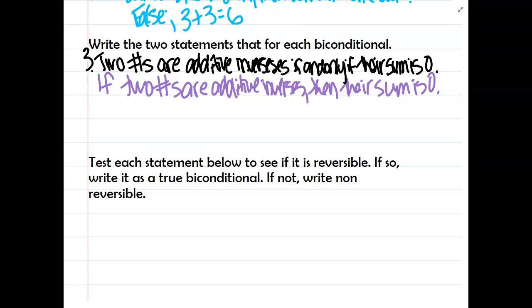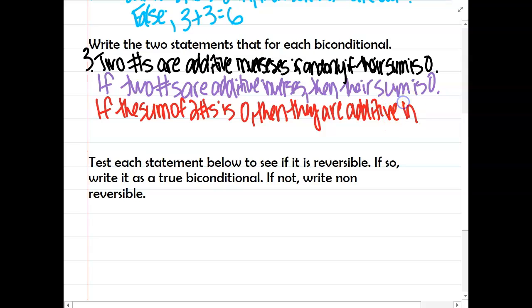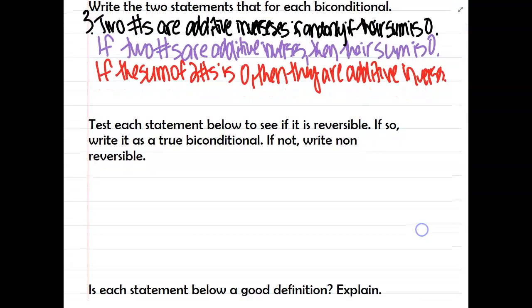Now, once you come up with that one, to come up with the second one, you just kind of do the converse of that. What would be the converse of what we just wrote? You're mumbling, but I think I got the right idea. If the sum of two numbers is 0, then they are additive inverses.